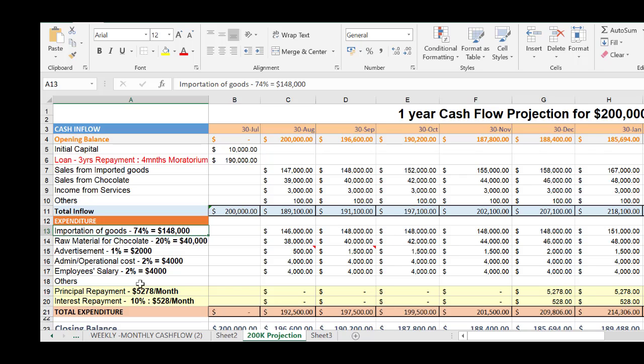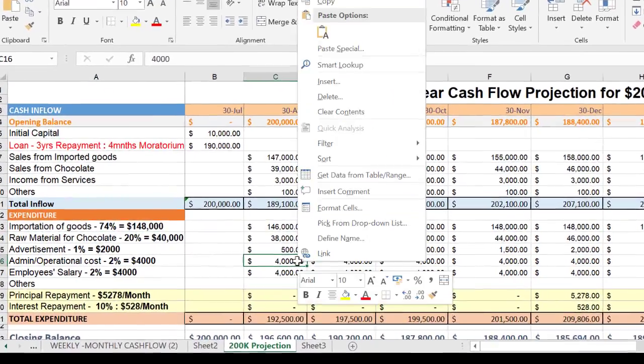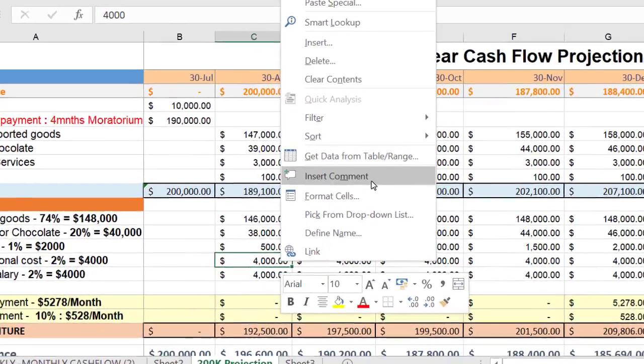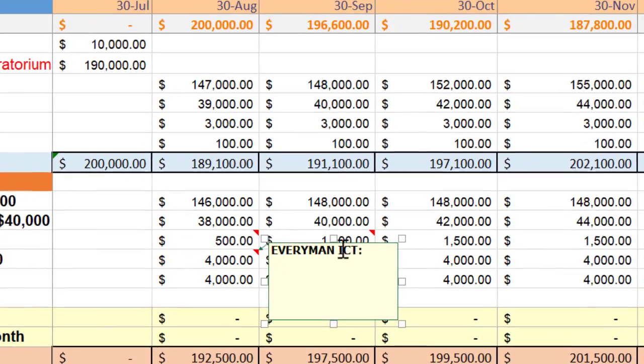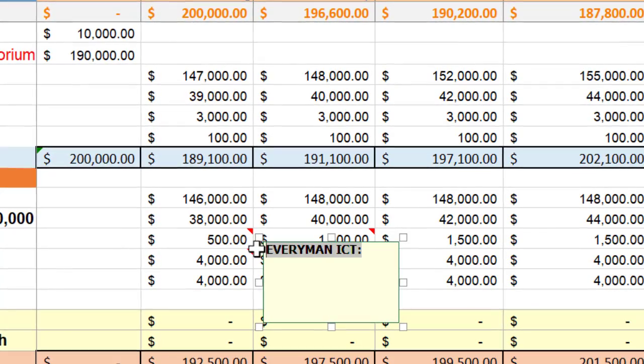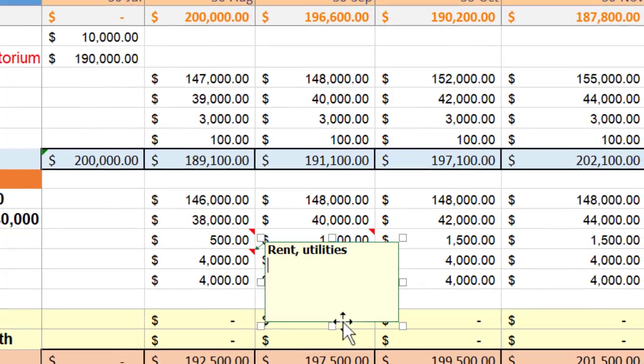So don't forget what I said in administrative operational cost. You need to right click and indicate why you are spending this money. So on rent, utilities, it's very important, and all the rest.